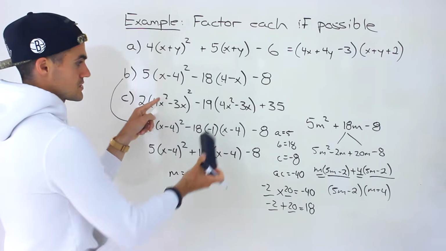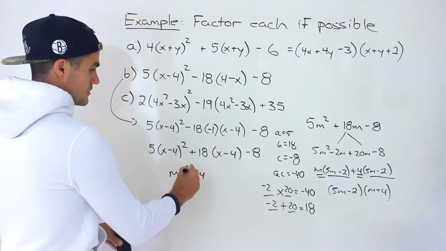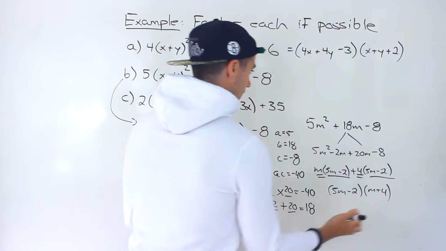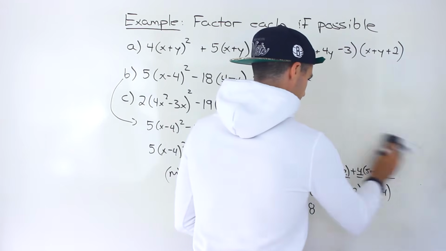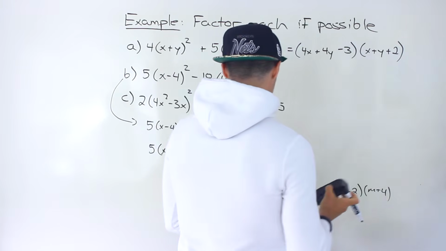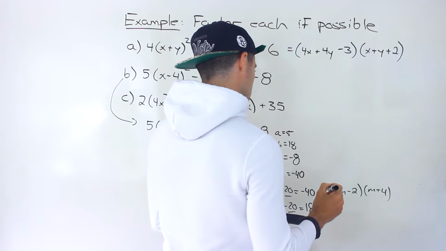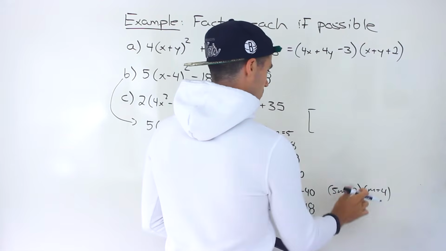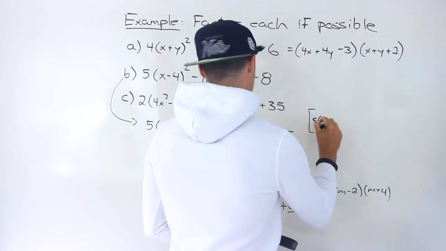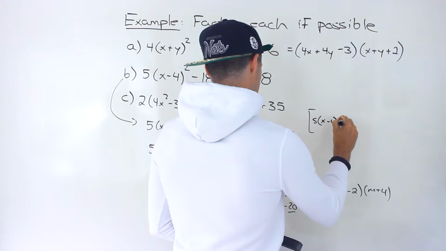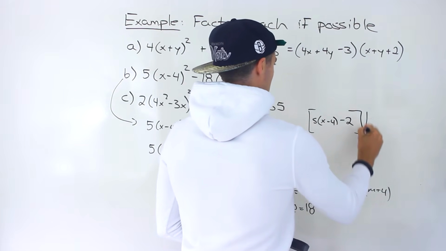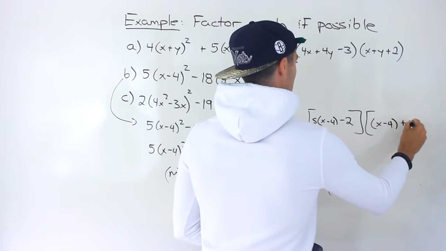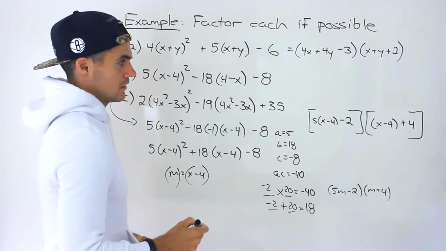Okay, so this factors into that, but remember, our answer can't be in terms of m because the original expression is in terms of x. So what we got to do, we got to bring back this x minus 4 for the m values here. So when we do that, I'm going to put square brackets here. So we'll have 5 bracket x minus 4 minus 2, and then the other bracket would just be x minus 4 plus 4, like that.